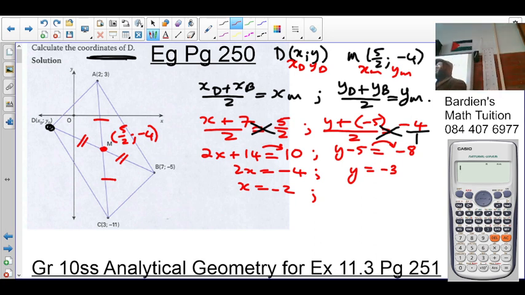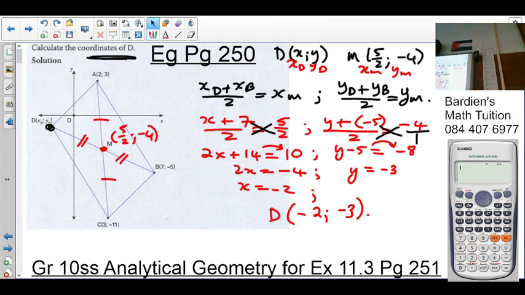Have I answered the question? They want the coordinates of D. So D would be negative 2 and negative 3. Some of this is probably where we get the marks, okay?